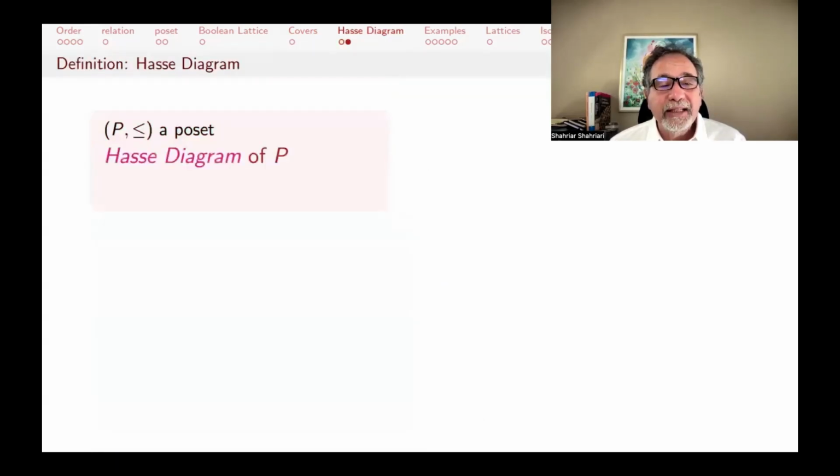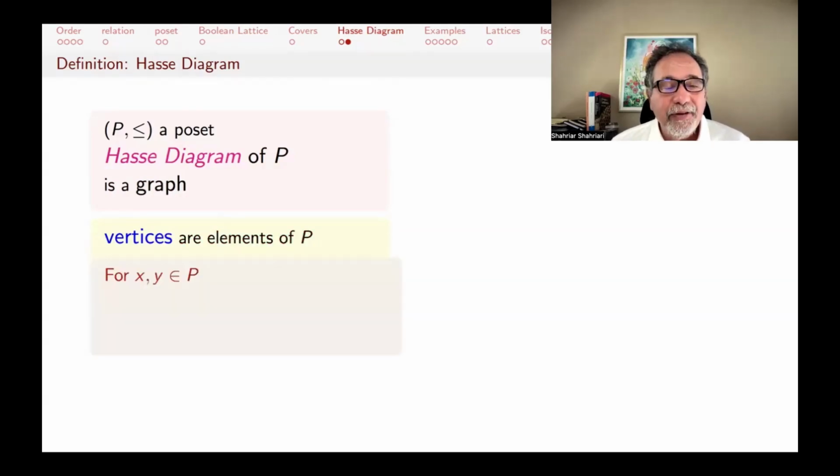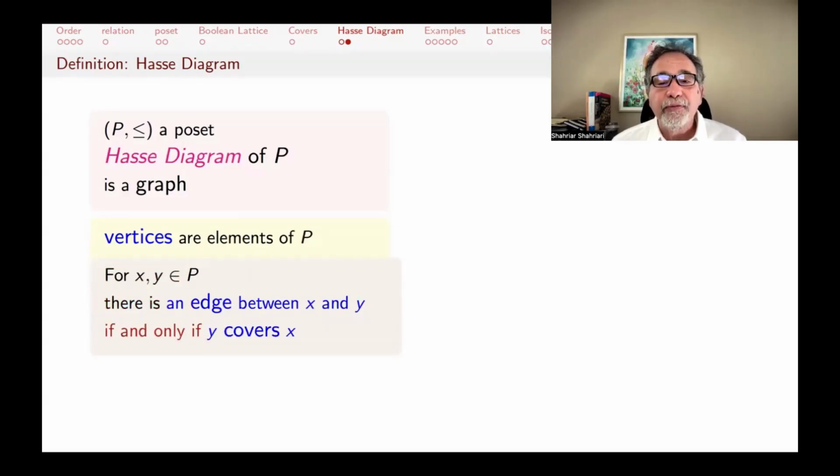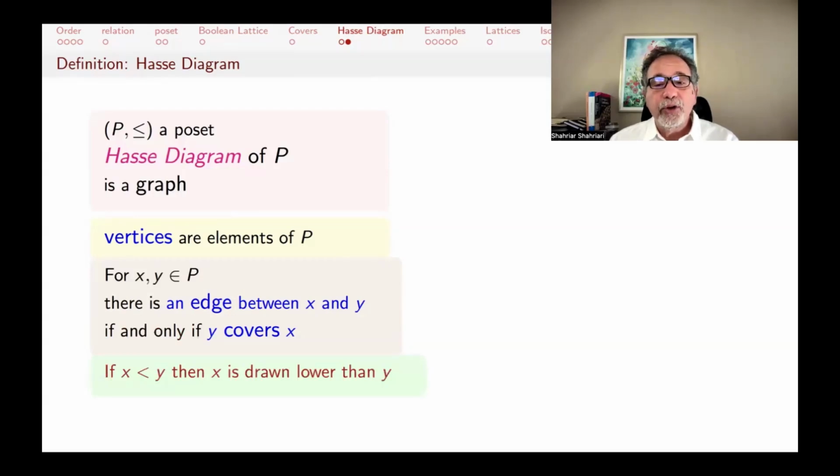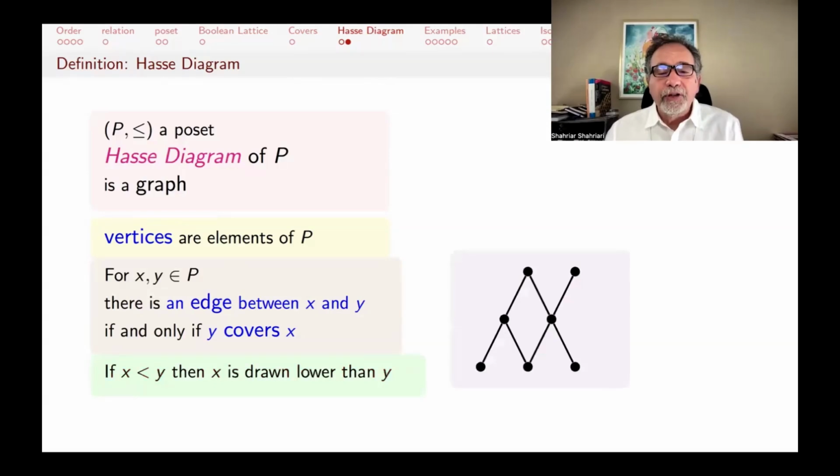If you have a poset, the Hasse diagram is a graph. The vertices of this graph are elements of the poset, and if x and y are in P, you put an edge between x and y if and only if y covers x. So you don't put an edge whenever there's a relation, only when there is a cover relation. And that way the graph is less cluttered, but it has all the information. And also if x is less than y, then we draw x lower than y. For example, this could be the Hasse diagram of a poset.